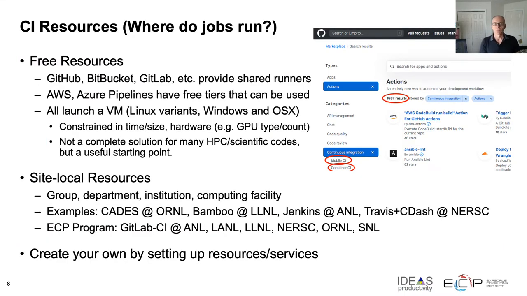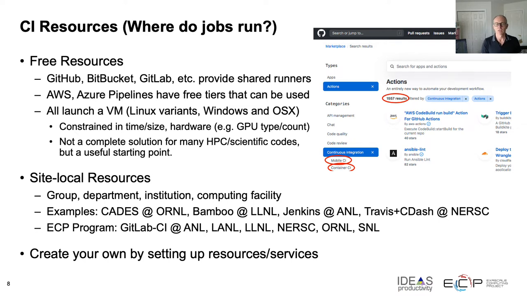Okay, so the resources that you use for continuous integration are pretty important. In other words, where do these jobs run? Where do you run the tests to make sure that the code is correct? So there are a few different options.